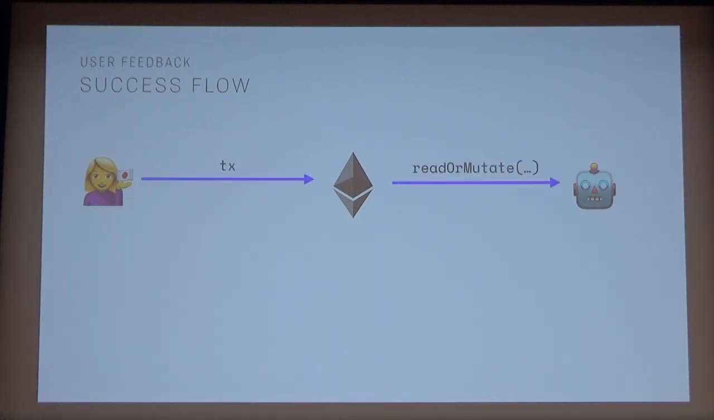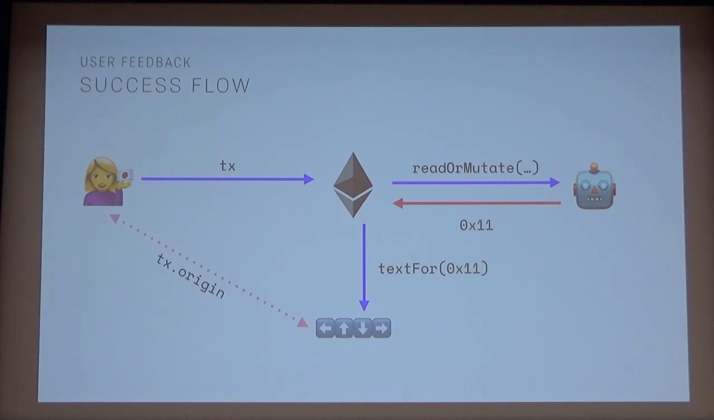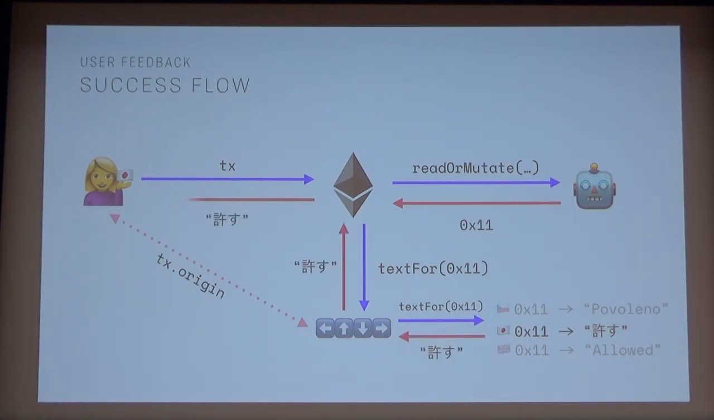You're a Japanese speaker and you want to interact with this contract through a wallet, so you send a transaction, it does something and returns back a status code. And now you're done, right? This has come back in the response. We don't have to pay for the rest of this because it's purely a read. So we go to the translations contract or the router, essentially. Look up the TX origin, transaction origin, user, and look up the row for them, which says that they want Japanese. They grab the text for status code 11, return the text back up, and display it in the UI.